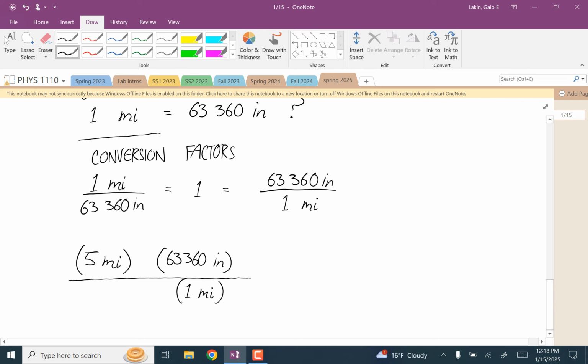Now you can always think of these units as like algebraic variables. They cancel the same way and multiply the same way. So now we can cancel the miles here with the miles here, and the units we have left are inches. So now all we have to do is multiply 5 times 63,360, divide by 1, and we get 316,800 inches.